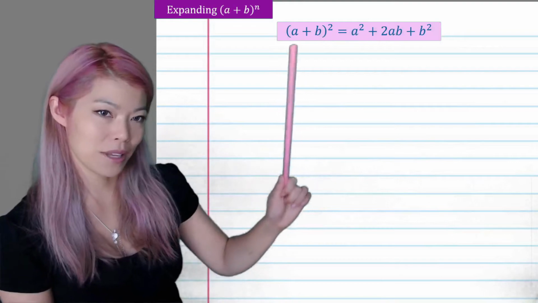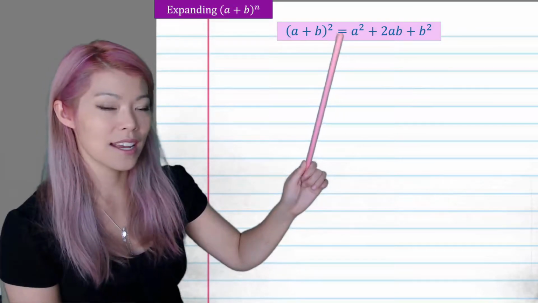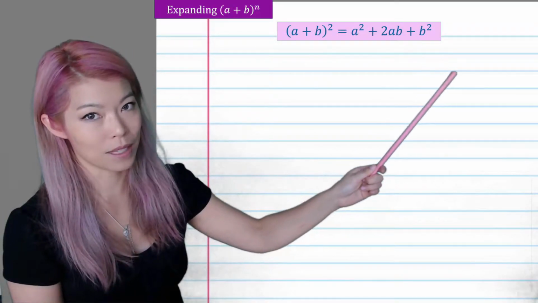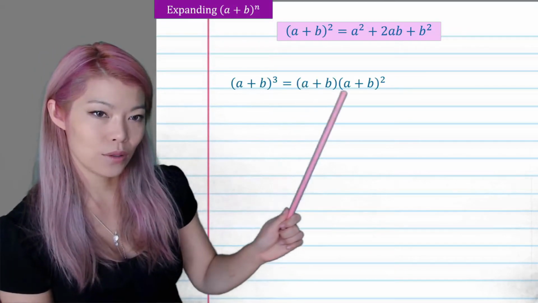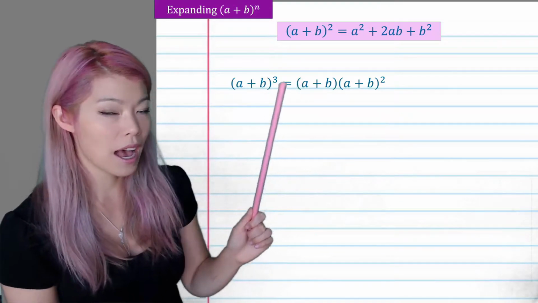Here we have something familiar. (a + b)² is equal to a² + 2ab + b². This is a quadratic. We're going to have a look at (a + b)³. How will we do that?